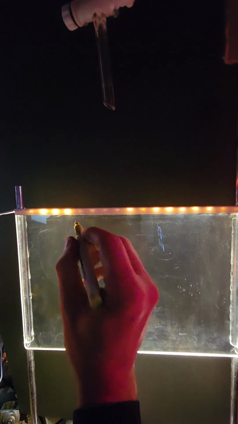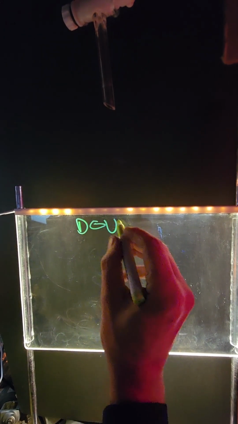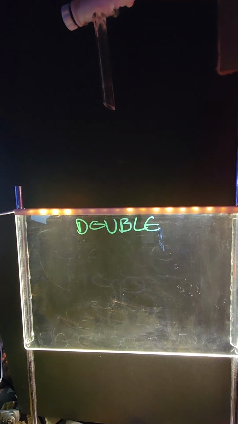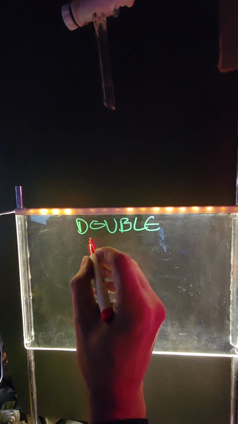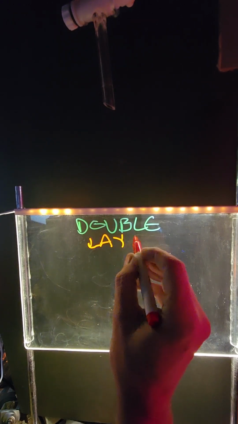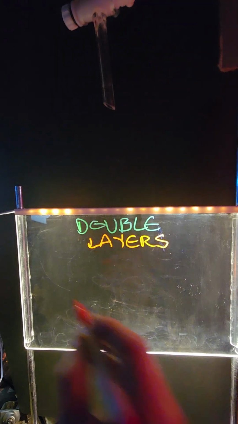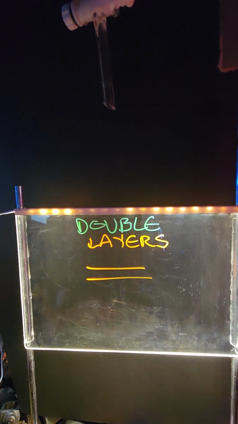I want to explain double layers. This is pretty cool. I was just heading out to get some breakfast this morning and I started pondering on it and it came to me. So double layers, what are they? They're exactly what they sound like. They are two layers of a thing.